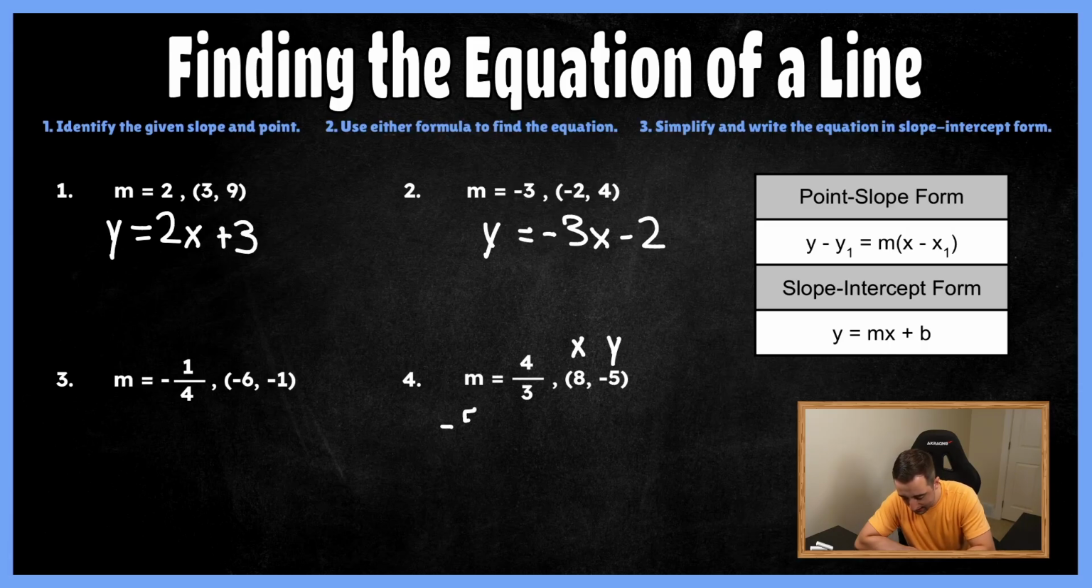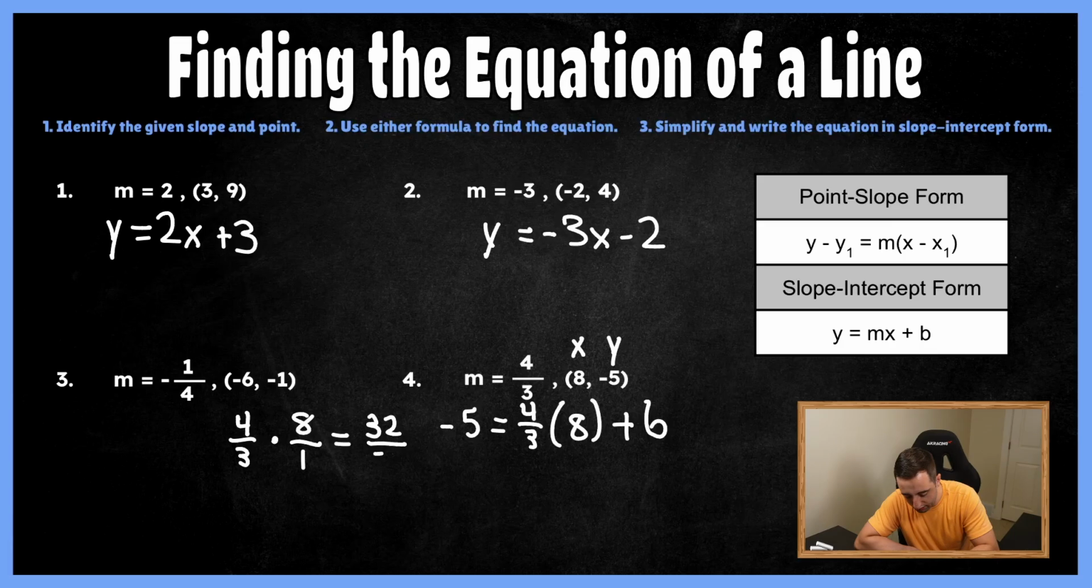So that's going to be negative 5 equals m is 4/3, x is 8, and then we tack on that plus b that we have to solve for first. We have to do 4/3 times 8, so let's do that on the side. 4/3 times 8 over 1. And then we can't simplify anything diagonally. 4 times 8 is 32 all over 3. So now we have negative 5 equals 32 over 3 plus b.